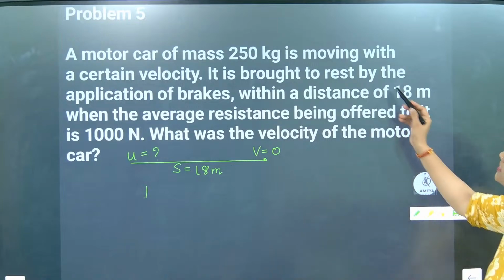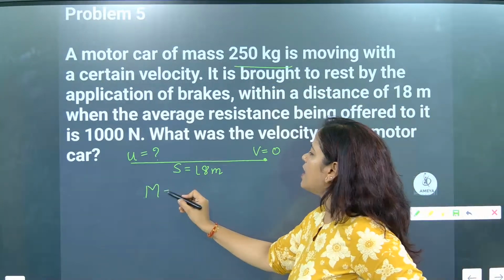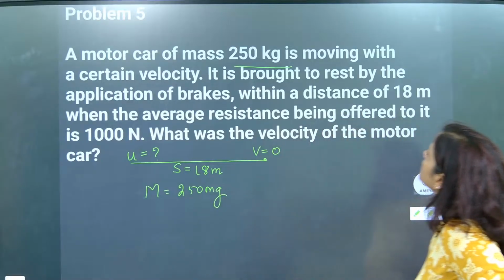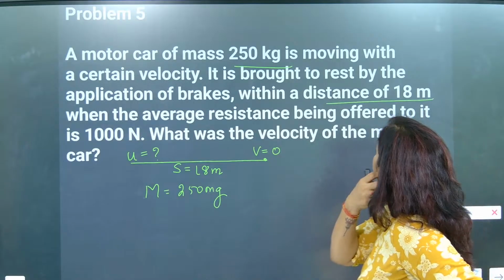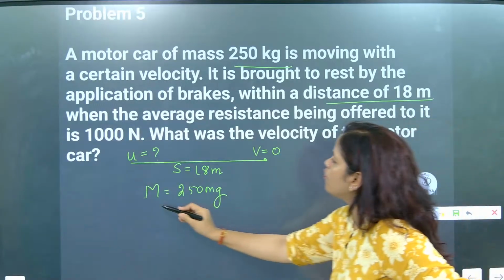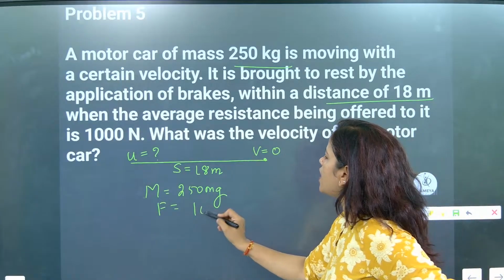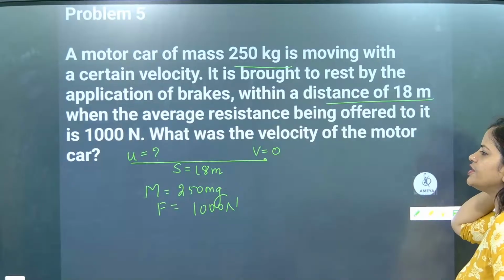So mass is 250 kg. What is the mass of the vehicle? The mass of the car is 250 kg. Next, it is brought to rest with the average resistance being offered to it. How much force is given to it? 1000 Newton force is applied to it. What is the velocity of the motor?